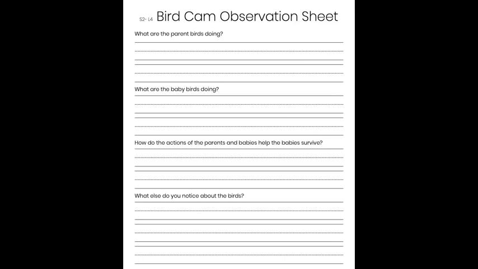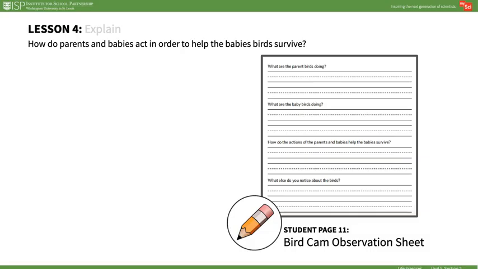As you view and discuss the bird cams, introduce the vocabulary words hatchling and fledgling. Among other behaviors exhibited, students may notice that baby birds chirp and nuzzle to get their parents to feed them. Students should be able to describe these behaviors both verbally and on their observation sheet, and should make the connection that these birds use these behaviors to help them survive.